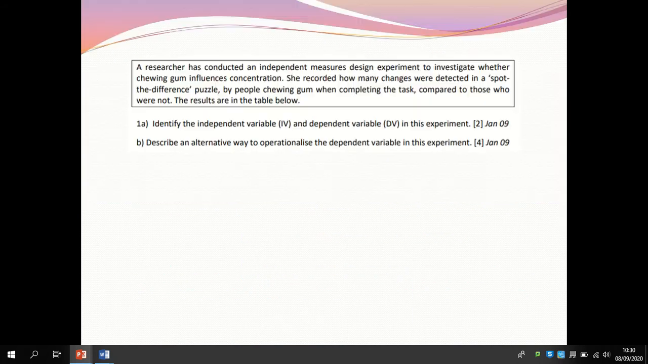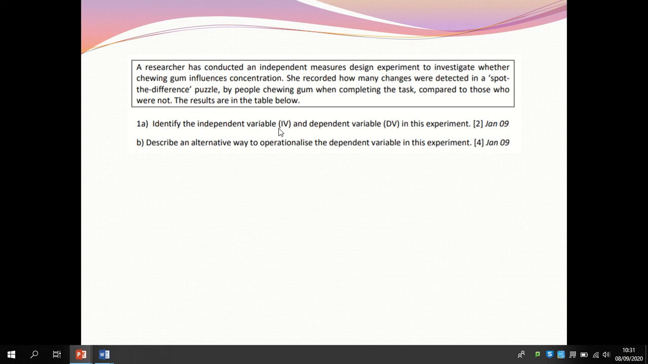So there is some exam practice here, and you can see it says a researcher has conducted an independent measures design. Now you don't know what that is yet, so don't worry. So a researcher has conducted an experiment to investigate whether chewing gum influences concentration. She recorded how many changes were detected in a spot the difference puzzle by people chewing gum when completing the task compared to those people who are not chewing gum. The results are in the table below. You don't have to look for the table below, but here are some questions, for example, that you could get based on IVs and DVs.